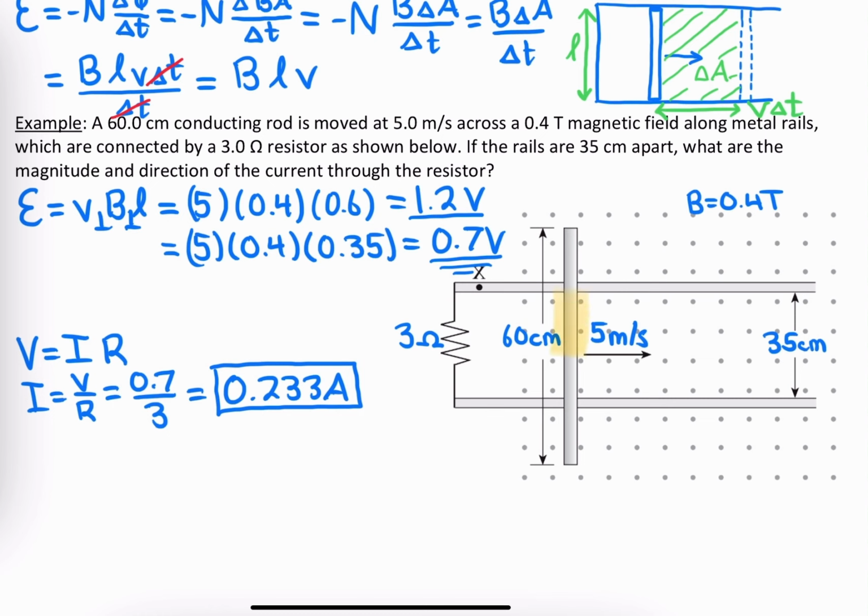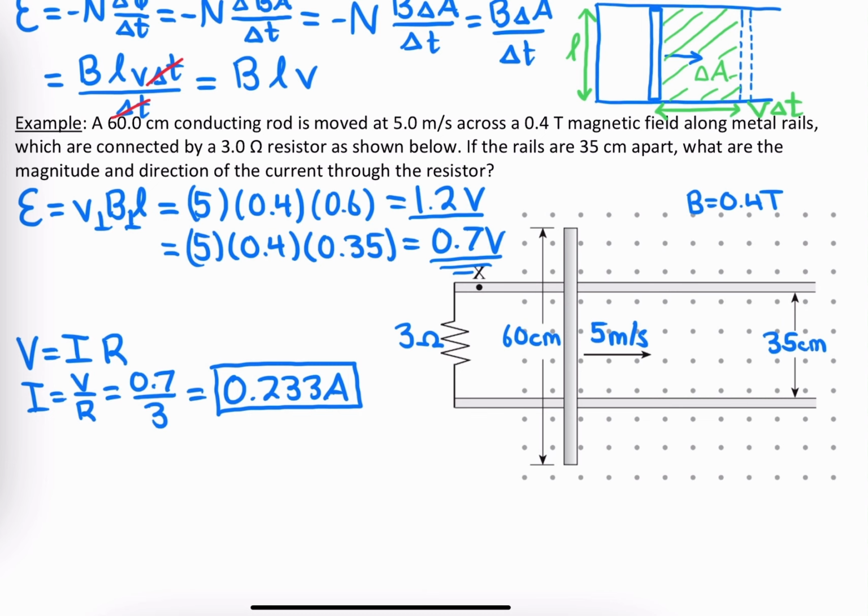This rod has freely moving electrons in it. And they are moving to the right because the rod is getting dragged to the right. So negative electrons moving to the right, put your thumb going to the left. And this is all happening in a magnetic field that's coming out of the screen. So pointer finger goes out of the screen, and then your middle finger will point up the screen. That's the direction the electrons are getting pushed. So my electrons will get pushed up the screen towards the top part of the rod.